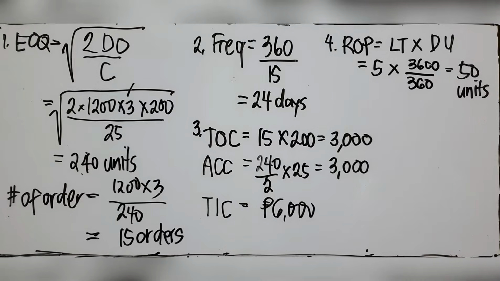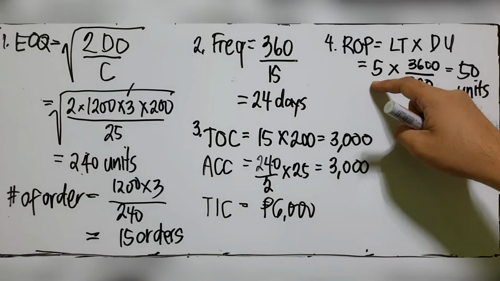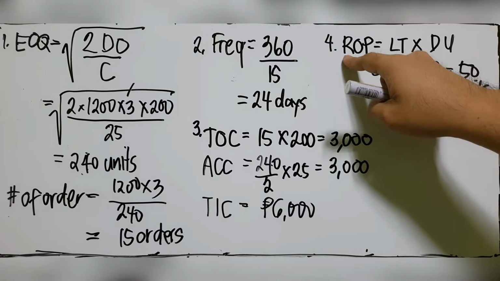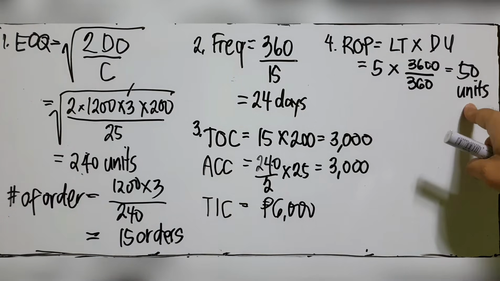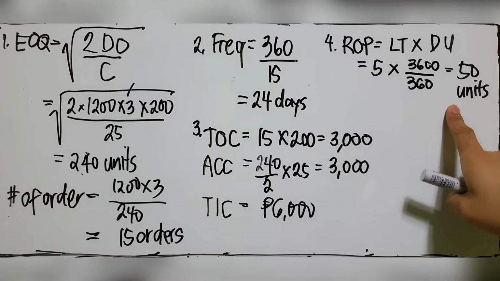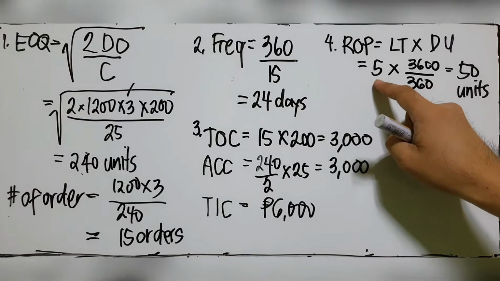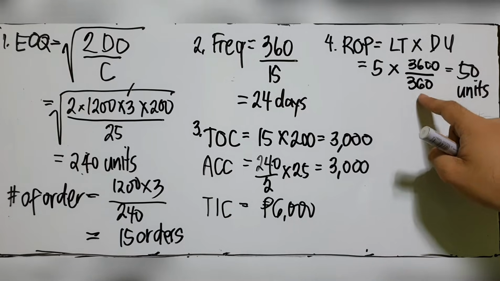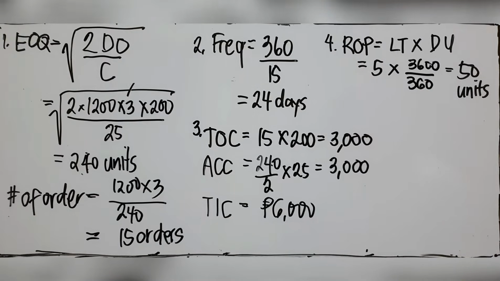at baka maghanap siya ng kapalit na natin. Kaya naman, to ensure na wala tayong magiging lost sales, we are going to keep this reorder point or 50 units while waiting hanggang dumating yung order natin. Again, number of days na naghihintay tayo, ano yung average na daily usage natin. Okay, so that's number 4.